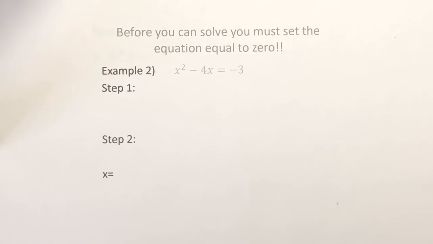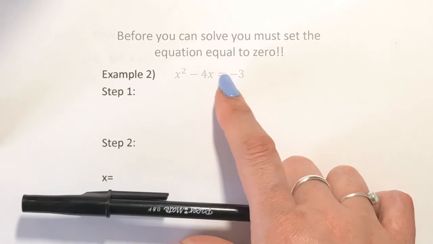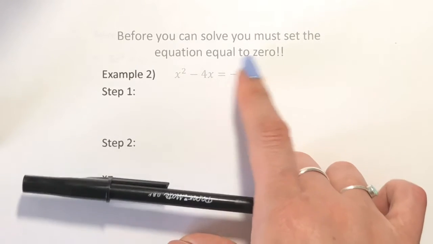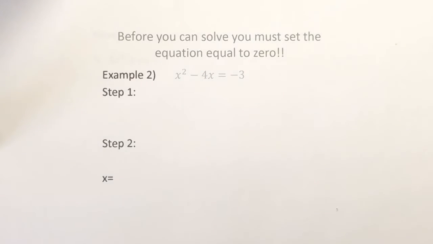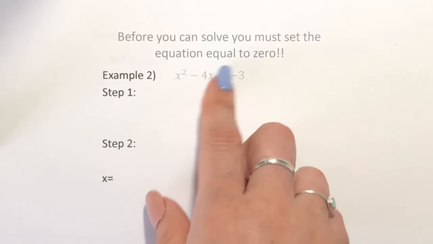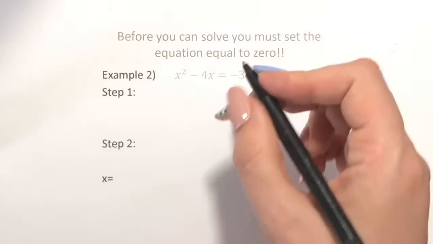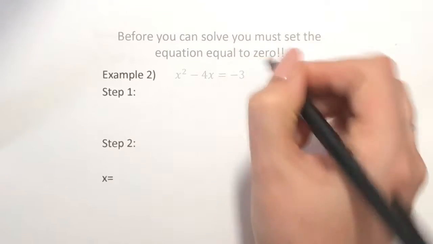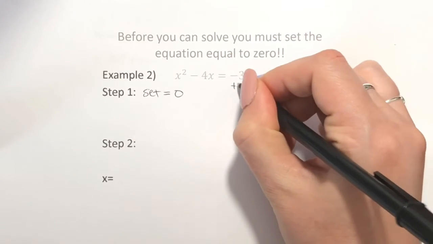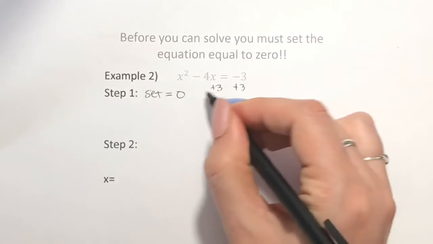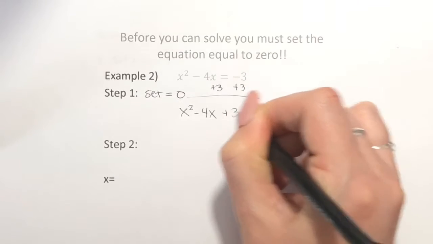Okay, sometimes you will get equations like this where the number is over on the other side of the equal sign. You have to have it equal to 0 before you can solve. So this one would be one where if you were going too quick, you would just start factoring it. But really, we don't want a -3 over here. We need to add it over to the other side. So your first step would be to set equal to 0. So in order to do that, we would get rid of this -3 by adding 3 to each side, so that I get x squared minus 4x plus 3 equals 0.